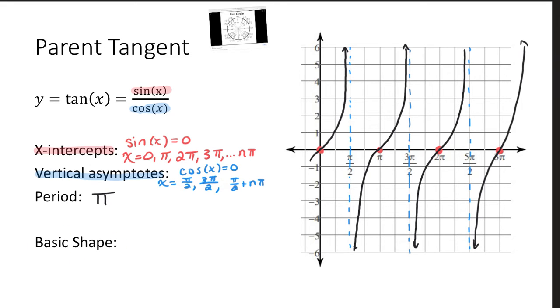Okay, the last thing that we're going to talk about is our basic shape. This is going to help us with our transformations. Our basic shape of tangent starts on a midline. We still call that a midline. It's the middle of the tangent graph. It's going to start on the midline, then it has a vertical asymptote, and then it goes back to the midline after that vertical asymptote. So you've got a vertical asymptote in the middle of two midline values, and then that repeats over and over again. So our basic shape is midline, vertical asymptote, midline, and this just keeps going, back and forth.